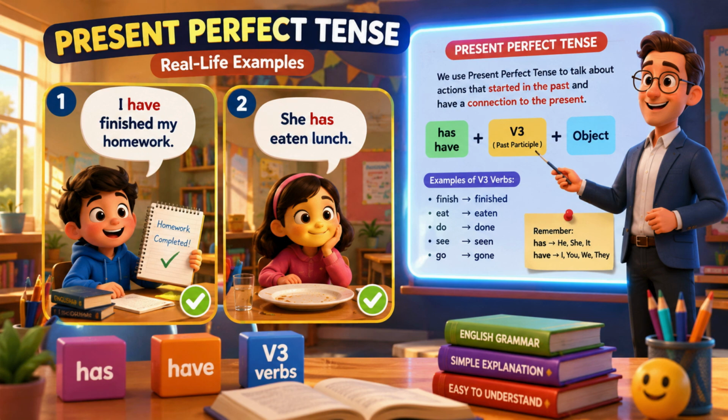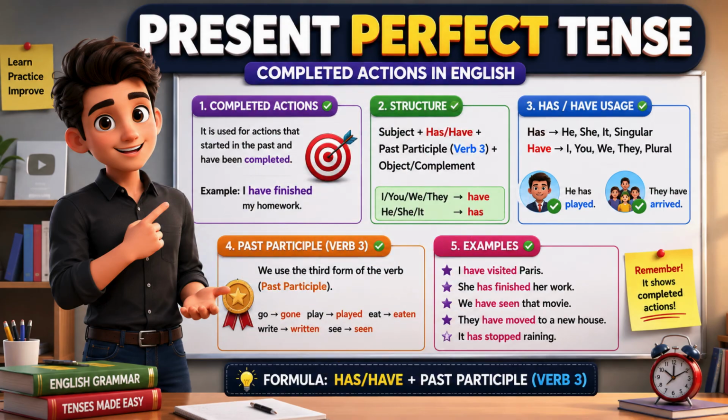So remember this very important formula. Present perfect equals past action plus present result. This tense connects what happened before with what is happening now. Once you understand this idea, present perfect tense becomes very easy.